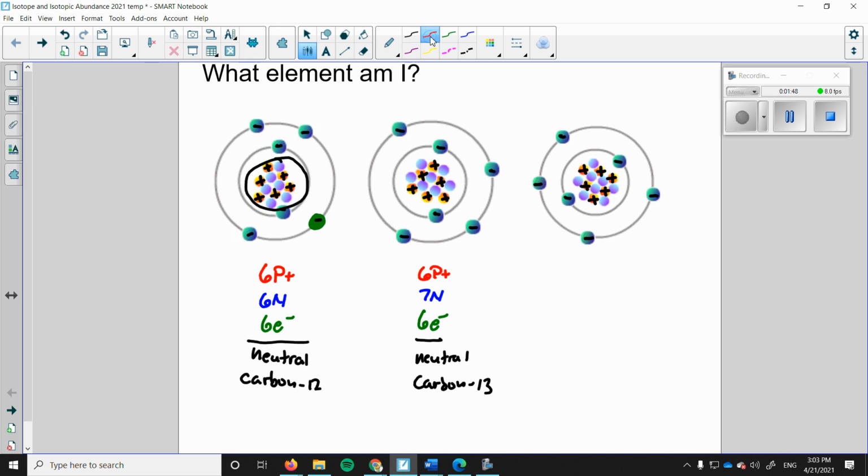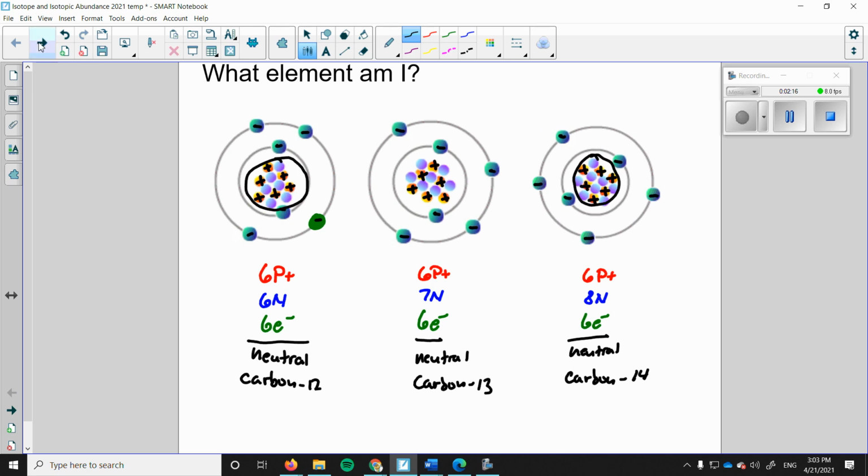Let's look at the last situation here. Again, we've got 6 protons, and we have 8 neutrons. So you have even 2 more than the original. The electrons are still the same, so we're still neutral. Nothing fancy happened there. So we have a neutral atom of carbon, but now it's going to be carbon 14. We have 14 entities in the nucleus. And that's the idea behind isotopes.